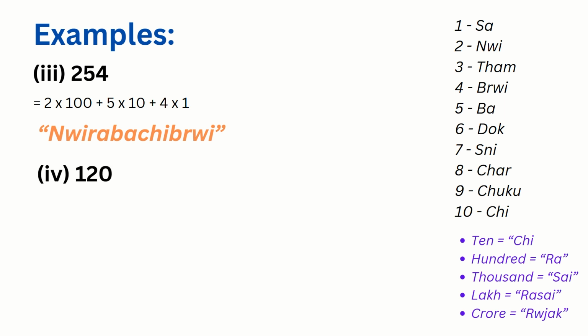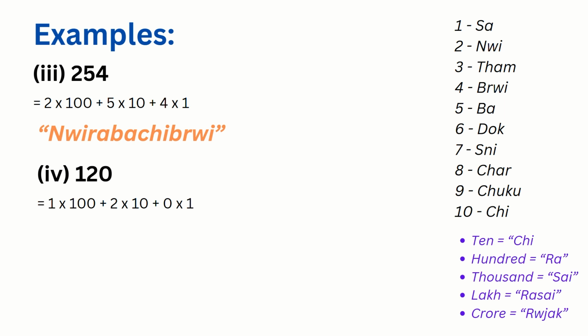In the fourth example, we have another 3-digit number, 120. And this is a very important example to illustrate one very important rule of Kokborok numerals. If we break down 120, we can write it as 1 into 100 plus 2 into 10 plus 0 into 1. Now, as per the rule, we need to place the words corresponding to these numbers in Kokborok.